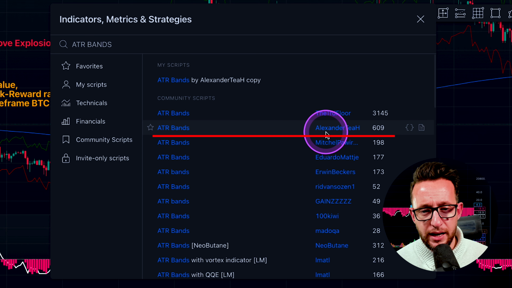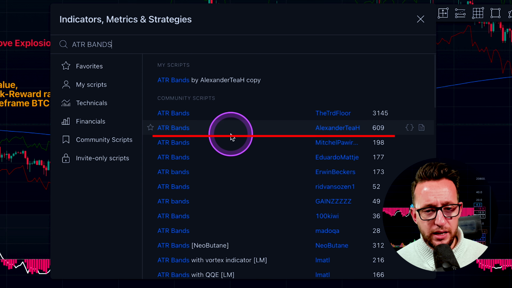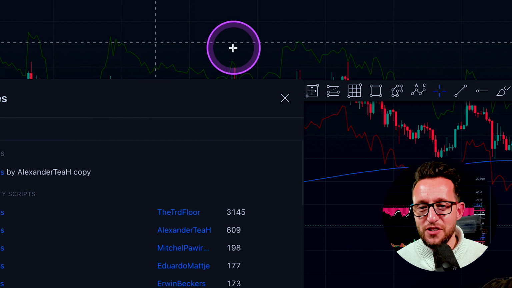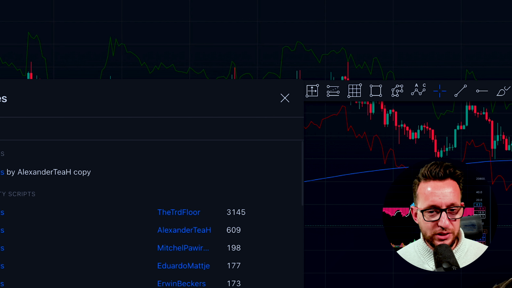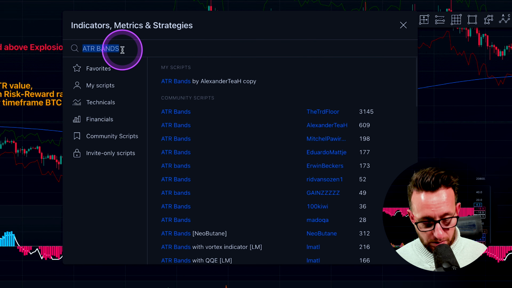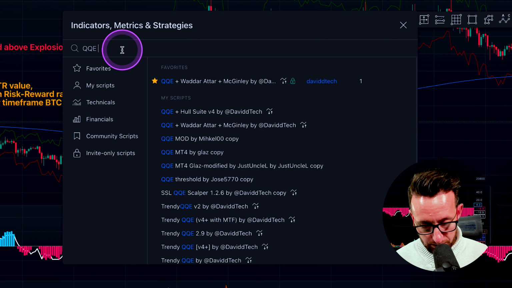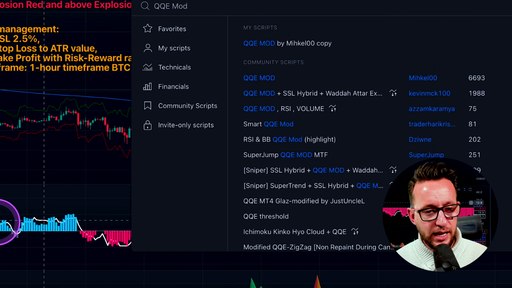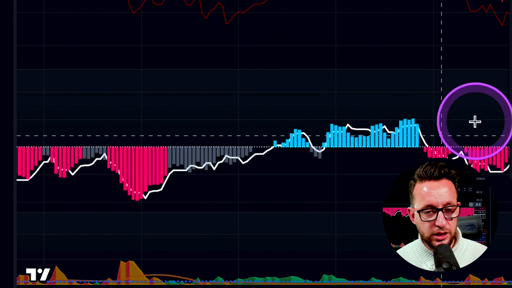We're going to be using the Alexander TH one here, and that's going to give us this green band and this red band for setting stop losses. We're then going to be adding the QQE Mod. So I'm going to add that next. The QQE Mod, which is the first one here. That's going to add this nice pink and blue indicator just here.